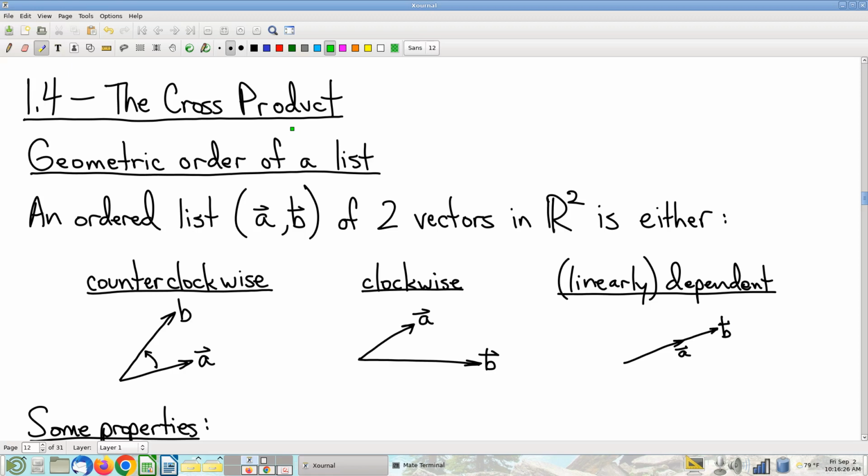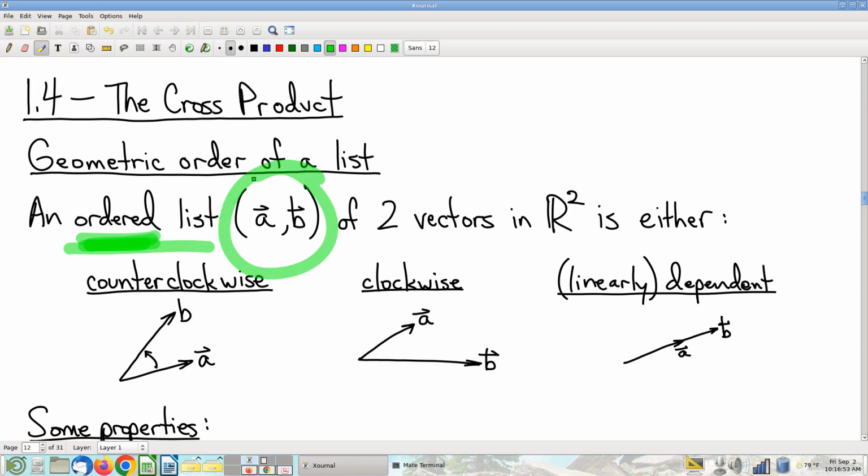Okay, so the first thing I want to talk about is an idea that's very closely connected to the cross product. Something important to understand is what I like to call the geometric order of a list of vectors. We're going to start off in 2 dimensions. Consider 2 vectors in 2 dimensions, but specifically, it's not just that you have 2 vectors. You have an ordered list of 2 vectors.